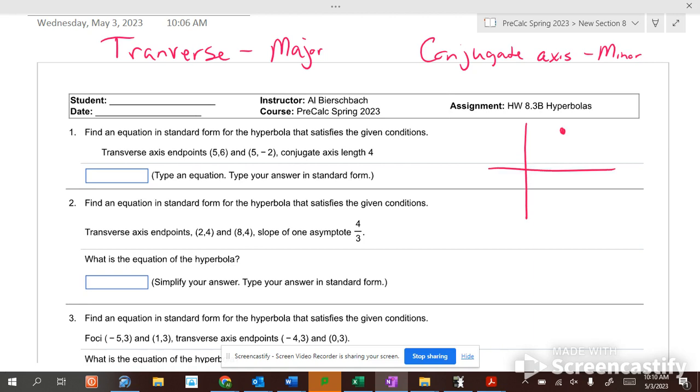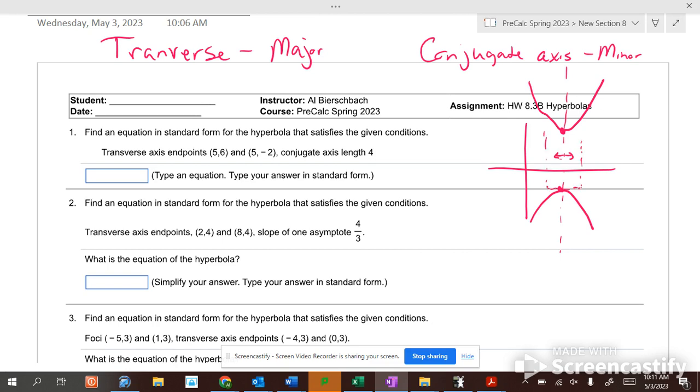(5, 6) is like right here. (5, -2) is right here. Okay? So the hyperbola would be going like this and like this, because this is the transverse axis. That's the major axis. Okay? The conjugate axis length is 4. Okay? So that's 2 each way.